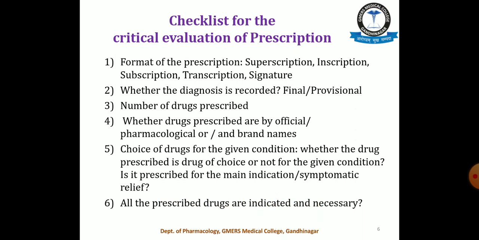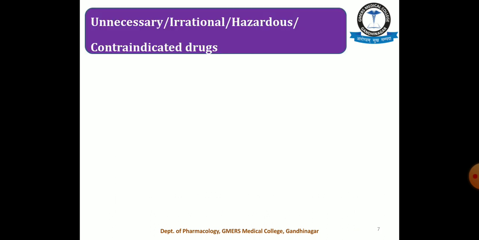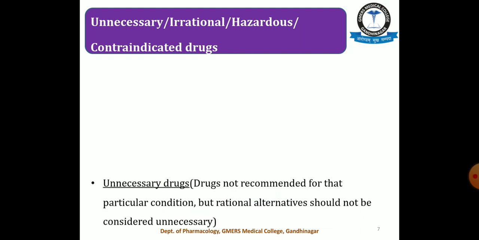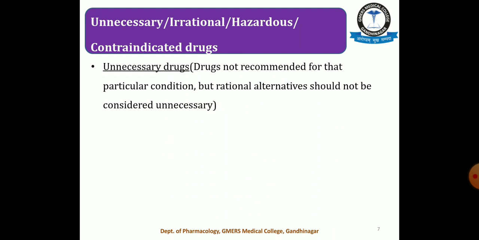And the next is whether all the prescribed drugs are really indicated and necessary. This also you have to check, the need of each drug. Then a very important point, whether any drugs mentioned in the prescription are unnecessary, means are all the drugs really required or not. If in the prescription there is any fixed drug combination, first and foremost whether the combination is really required, that is one, and second whether these FDCs are rational or not.